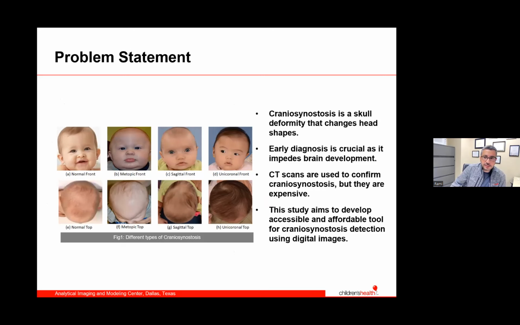So we decided to do a study using machine learning for an iPhone app, or like a smartphone app, where a parent will just take a picture of their kid, and the computer will tell them if they need to be worried about having one of the craniosynostosis. And why we needed to do that.